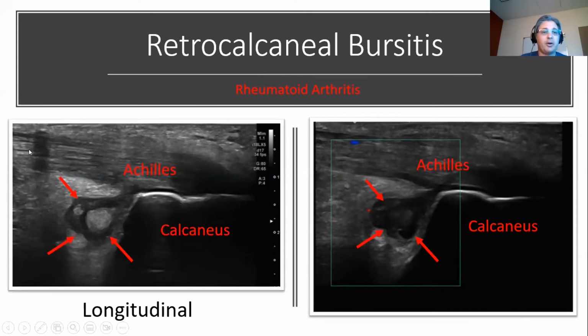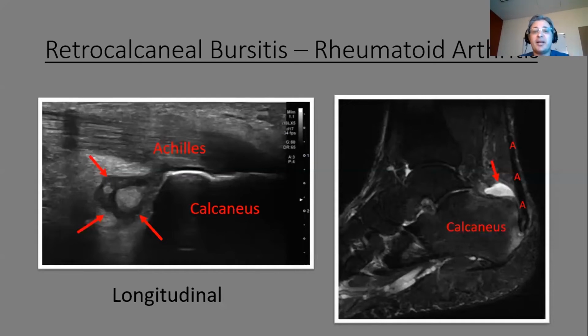Here's our fibrillar band-like Achilles tendon coming down to attach to the calcaneus. At the junction between these two structures, we see distension of the retrocalcaneal bursa. Then on Doppler interrogation, this particular patient does not have increased flow, perhaps suggesting more chronic, long-standing, indolent bursal inflammation rather than an acute bursal inflammation.